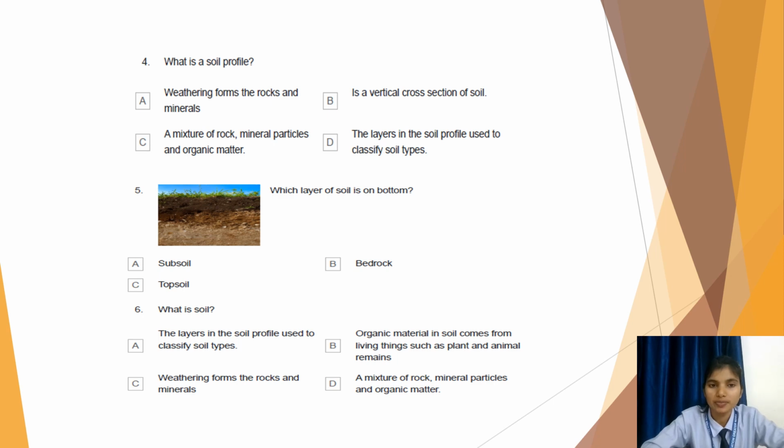So the next question is, what is soil profile? So basically, students, soil profile refers to the vertical cross section of soil. Next one is, which layer of soil is on the bottom? So as we have all studied, bedrock is at the bottom of the soil layers. Okay. So the last question is, what is soil? As we have discussed, a mixture of rock, mineral particles and organic matter.